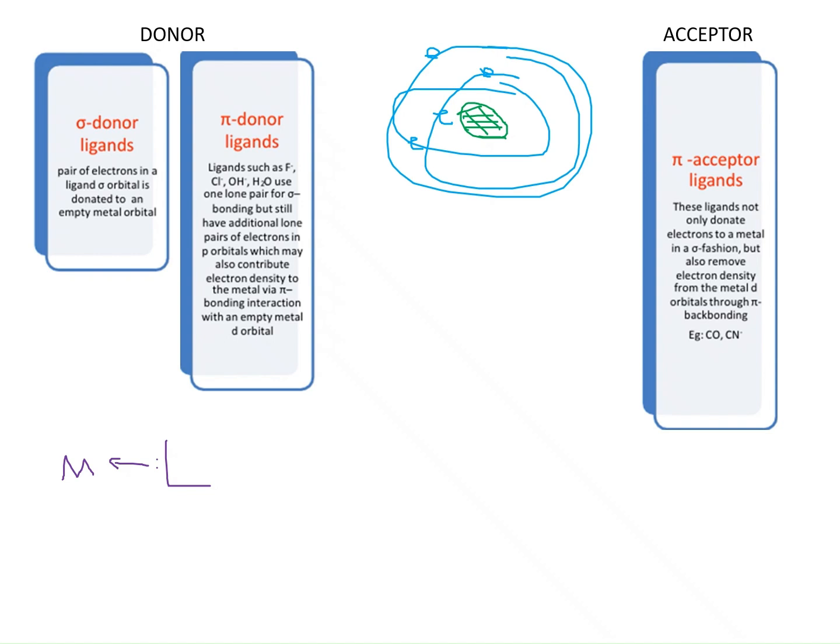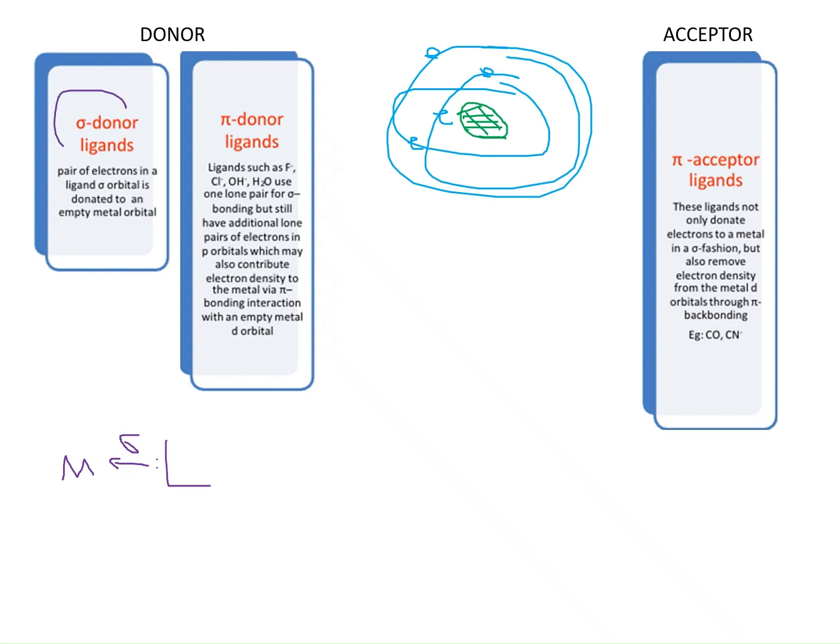Anyway, whatever bond it is, in a dative bond formation in a coordination compound, when the ligand contributes its electron to the metal, it will form a sigma bond. Okay? The ligand contributes electron to the metal, it will form a sigma bond. If there is another extra lone pair occupying the pi orbital of the ligand, and that also is donated to the metal, that will create a pi bond.